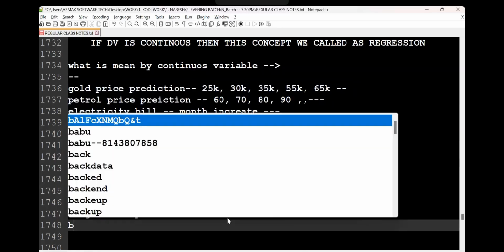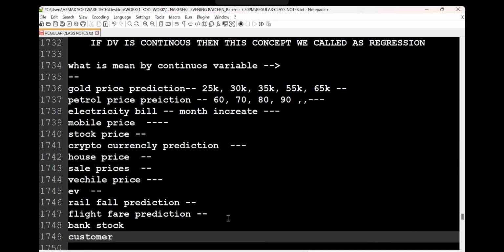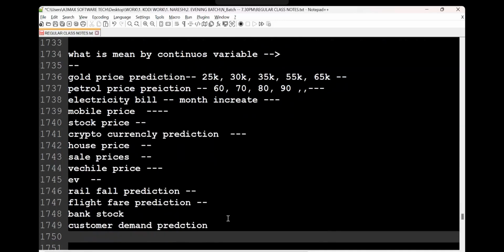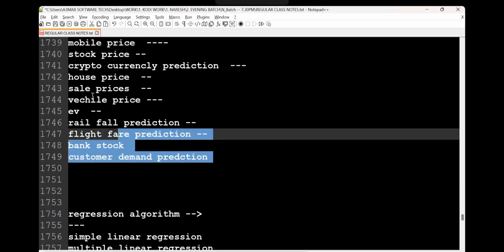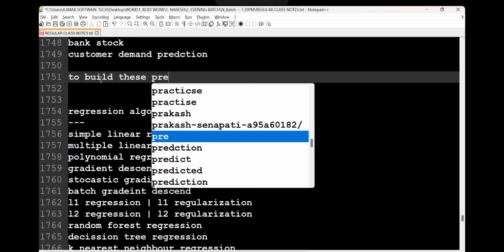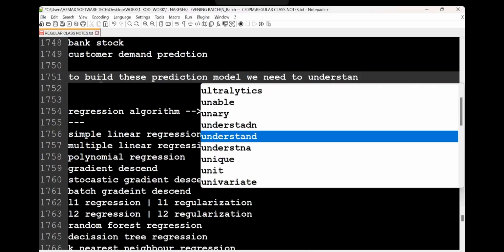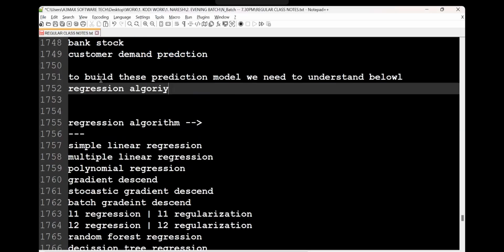And also bank stock, customer demand predictions, isn't it? So this is all real time, which we see every day. To build this prediction model, we need to understand the regression algorithms below. So at least you got some idea or not?